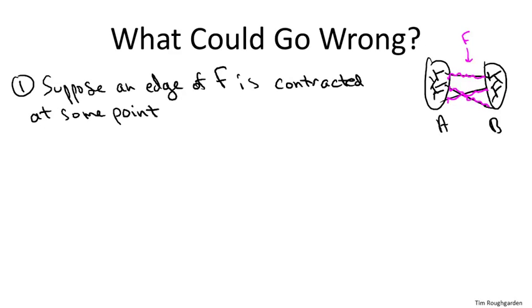Therefore, the output of the contraction algorithm, if this happens, will be a different cut than A, B. It will not output A, B if some edge of F is contracted. And if you think about it, the converse is also true.